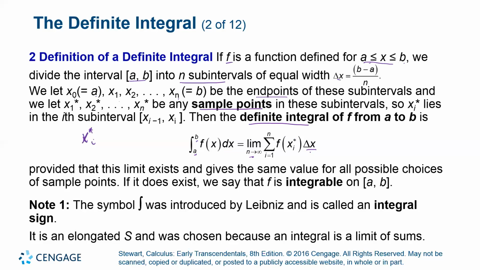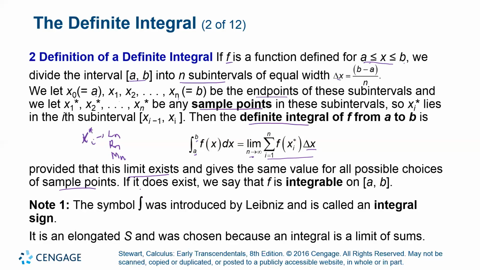Now remember, this sum is what we did in 5.1, where we talked about the area of the rectangles under the curve. Now this is true provided the limit exists and it gives the same value for all choices of the sample points. For all choices, this could be the left end, the right end, or the midpoint.